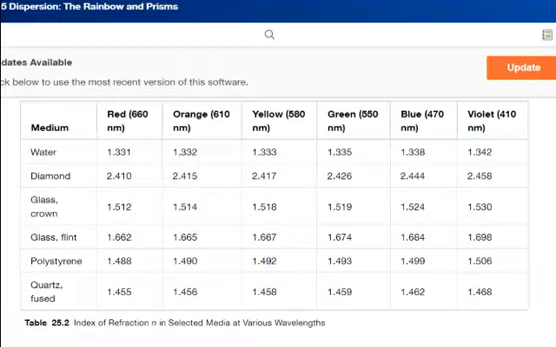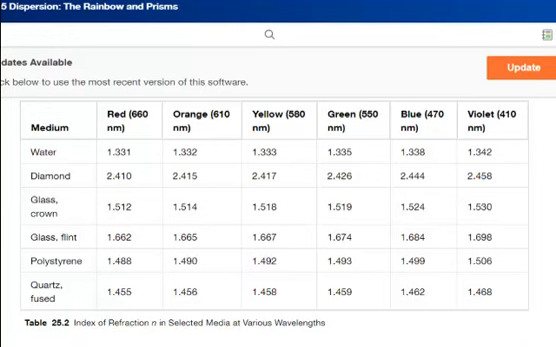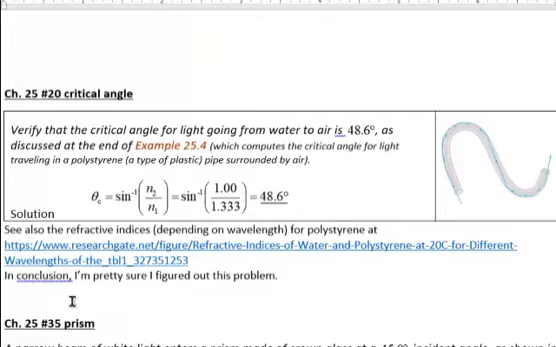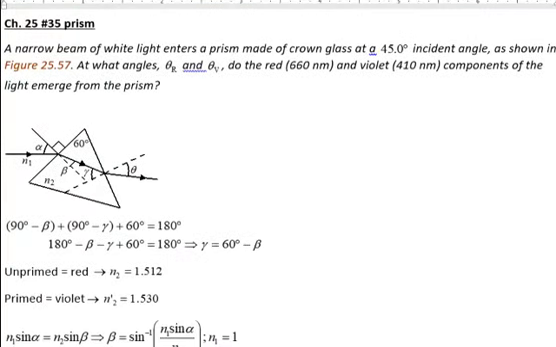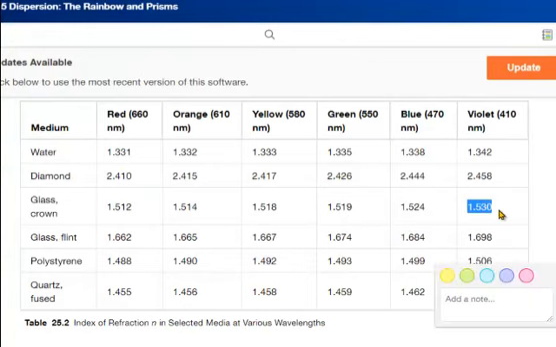Okay, so here is actually the dispersion in the OpenStax textbook, and notice that polystyrene is not the same as polystyrene, because they have quite different values from the research article I found there. I mean, there is a difference between 1.50 and 1.60 as the other one listed. Okay, now for this next problem, it uses from the same table the values for the crown glass for a couple of these wavelengths, the red and the violet. So it uses the 1.512 and the 1.530.